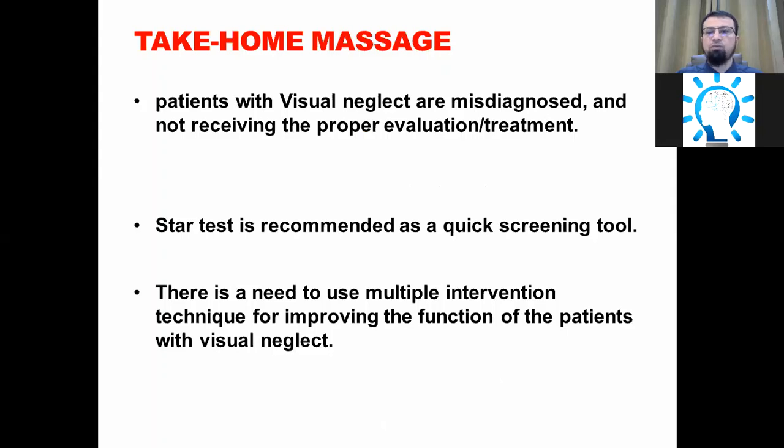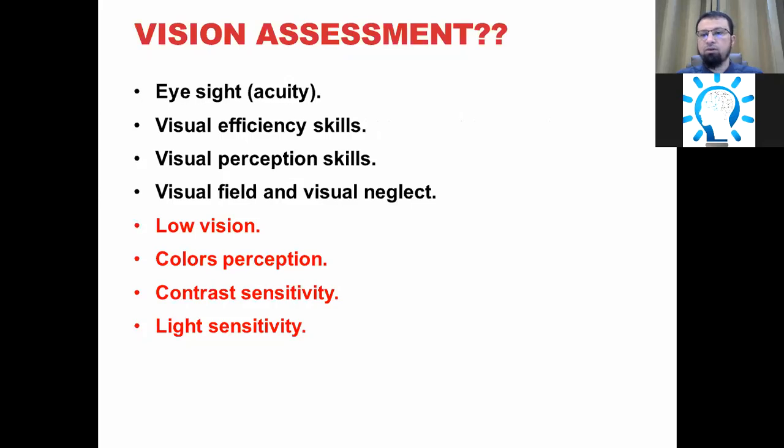For the visual neglect, we need to know that it is misdiagnosed and the patient is not receiving proper evaluation and intervention. Star cancellation is recommended to be used with those patients, and there is a need to use multiple intervention techniques for improving the function of patients with visual neglect. So this is very important for us to know about the visual field and visual neglect.